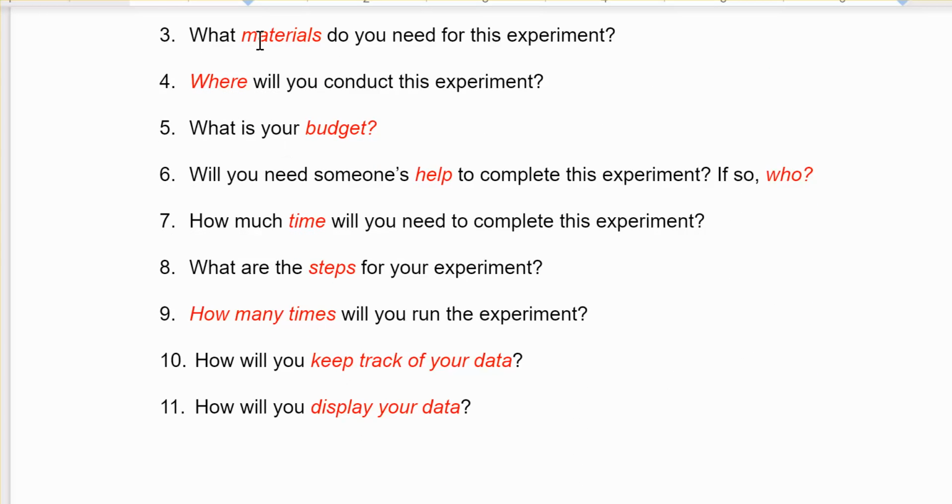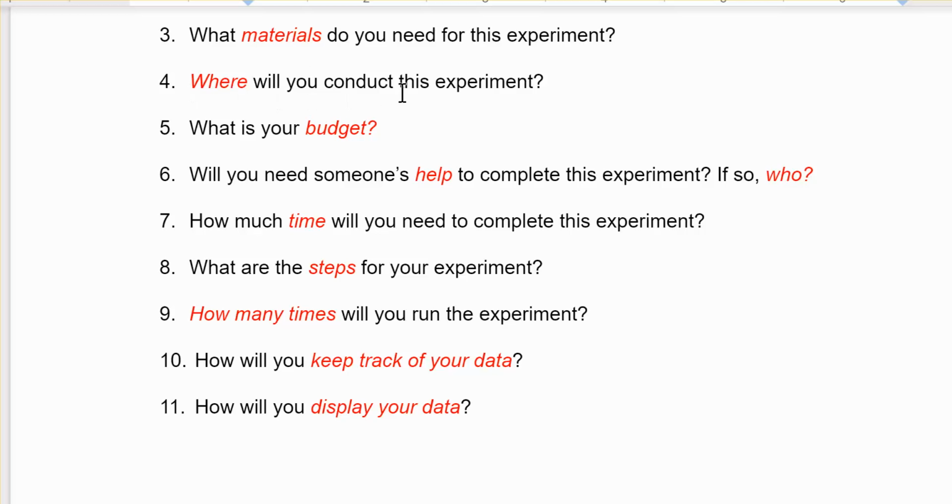So this first part is, what materials do you need? And that's really important, because if you don't have everything you need to do the experiment, you can't actually do the experiment. So think about, what is it that you're going to need? Are you going to have to build something? Is it stuff that's already in your house? Do you need to go out and buy it? How much of everything do you need? All of this is really going to help you.